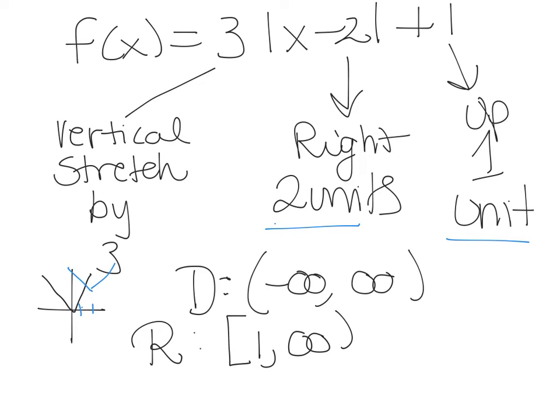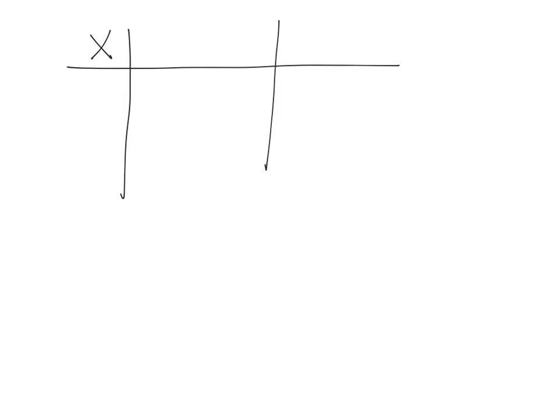Okay, so we're going to do the same thing I did on the previous problem, and I'm going to make a table. And since it's an absolute value, I'm just going to pick a couple points to plug in. So let's do negative 2, 0, and 2. And normally, when you do these values on an absolute value, the absolute value of negative 2 would get you 2, absolute value of 0 is 0, and absolute value of 2 is 2.